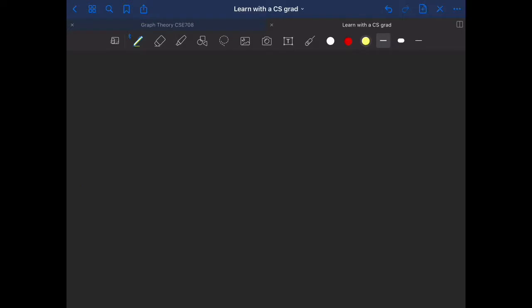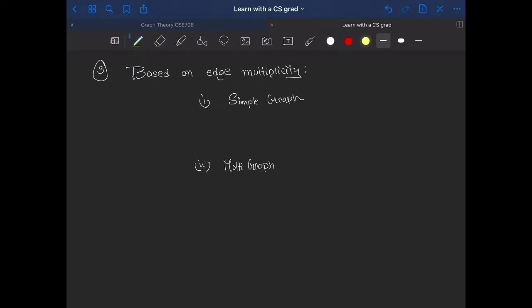Finally, we have the third classification, which is based on edge multiplicity. Here we have two types again: a simple graph and a multigraph. A simple graph is basically the graphs that we've been looking into. A to B, B to C. These are examples of simple graphs.